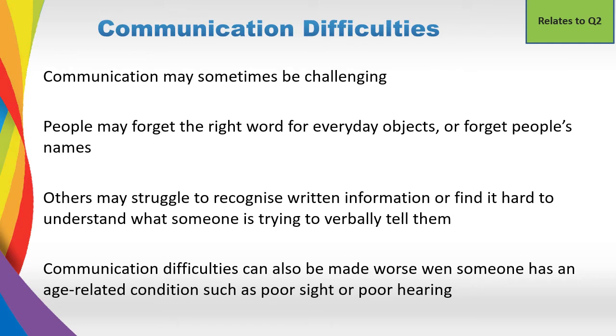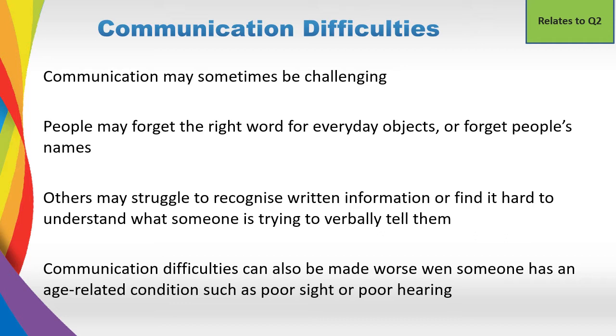Communication difficulties. Communication can sometimes be really challenging. People may forget the right word for an everyday object, or they might forget people's names. Some people might struggle to recognise written information and find it hard to understand what someone is trying to tell them verbally, so struggling to understand the conversation and follow that. Maybe the written information is following, I don't know, a recipe that they've always used.